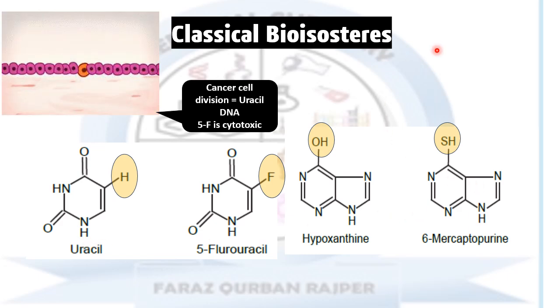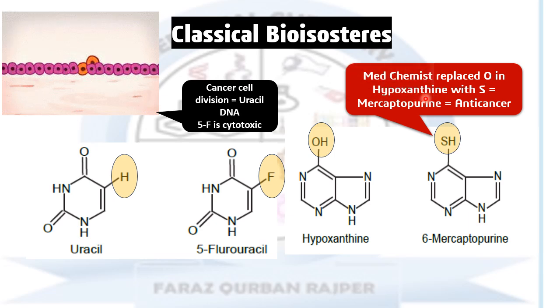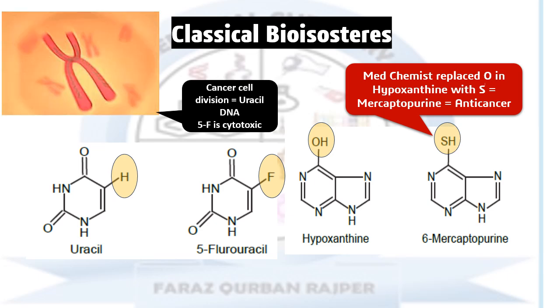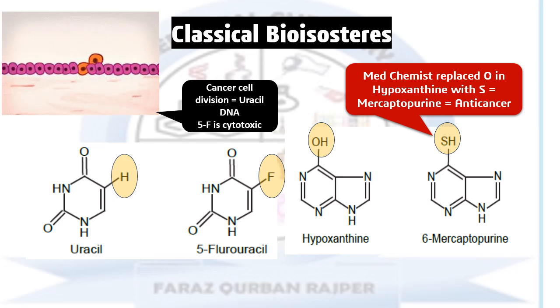cells. In the same way, the replacement of the oxygen with sulfur in the hypoxanthine leads to mercaptopurine, which is also an anti-cancer drug used in the treatment of leukemia.